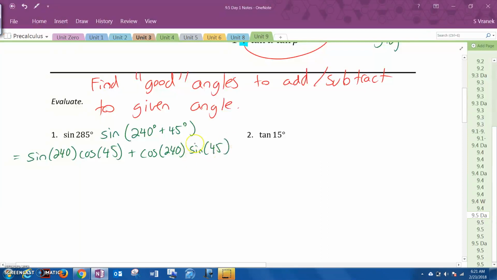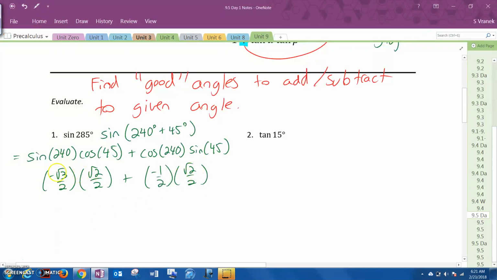And like I said, you'd be given the formula, so really the first thing you have to figure out is how to split the angle into two added together. The next thing you have to do is evaluate this. 240 is a 60-degree reference. Sine is root 3 over 2, but it's in quadrant 3, so it's negative. And then 45 is always our root 2 over 2's, plus cosine of 240 is 1/2, but it's in quadrant 3, so it's negative, and this is root 2 over 2.